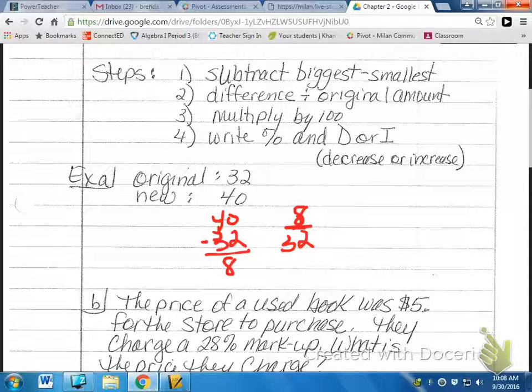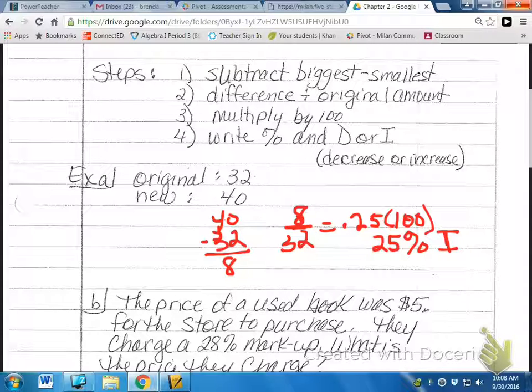8 divided by 32, and you get 0.25. When I take that times 100, I would get 25%. Also, it went from 32 to 40, so it went up. I'm going to put an I for increase. A lot of times percent of change is a whole percent. You don't put decimal amounts. If your assignment doesn't say round to the nearest tenth, then I want you to round it to the nearest whole percent. So this percent of change would be a 25% increase.